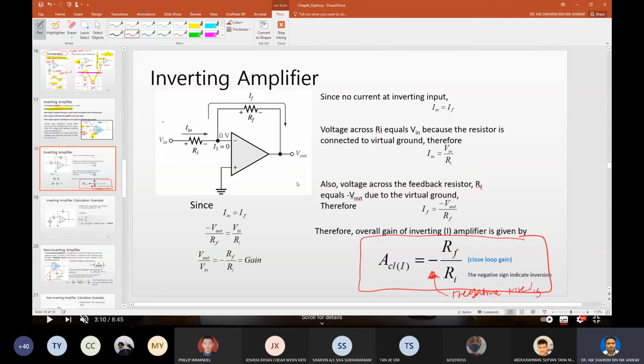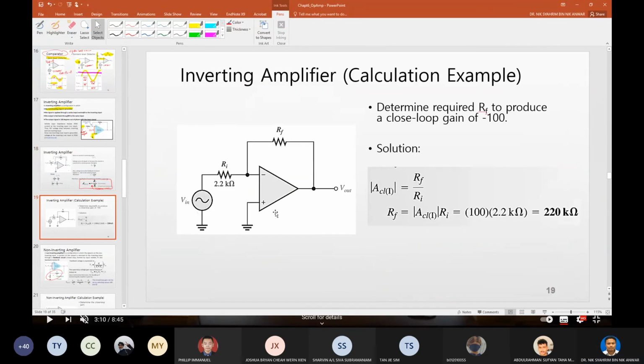Okay, example. The question here asks to determine the required RF to produce a closed loop gain of -100. So it's just an application of the formula, and then you get RF should be 220 kilo ohm. Okay. So what happens is that the gain is 100.